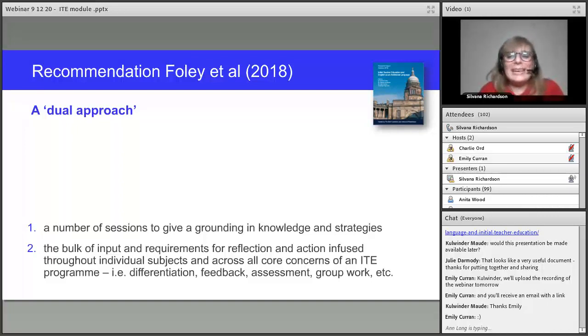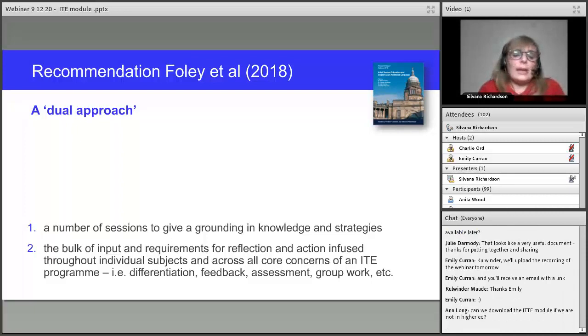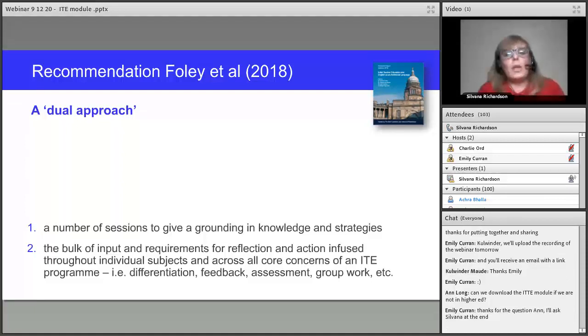So in other words, the EAL should permeate whatever else you teach. So for example, if and when you cover differentiation or adaptive teaching, well, what about adapting teaching for pupils with EAL? When you deal with feedback, how can we give feedback effectively for pupils with English as an additional language at different proficiency in English bands, for example? When you work in assessment, what considerations need to be taken into account when we work with pupils with English as an additional language, et cetera, et cetera? So there's a permeation across all the topics.